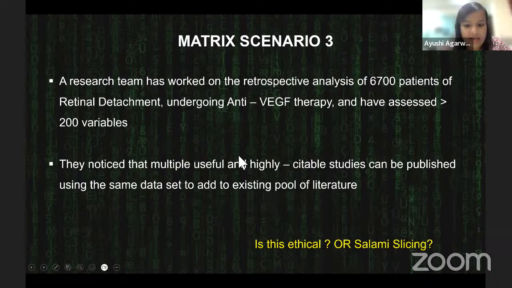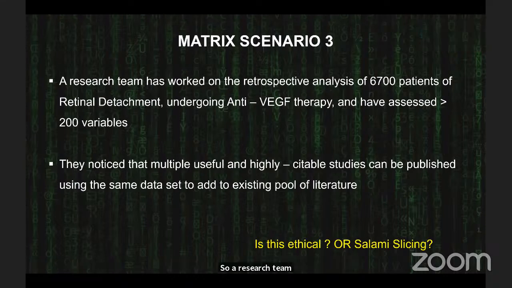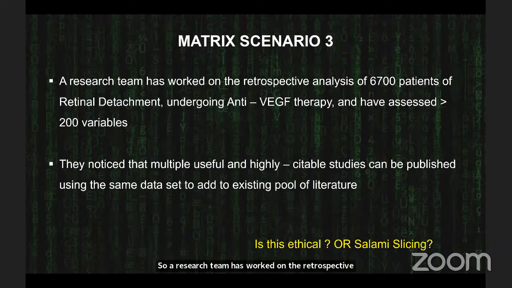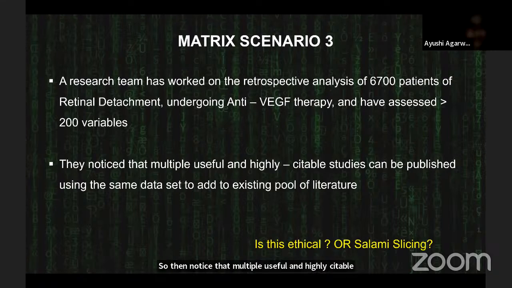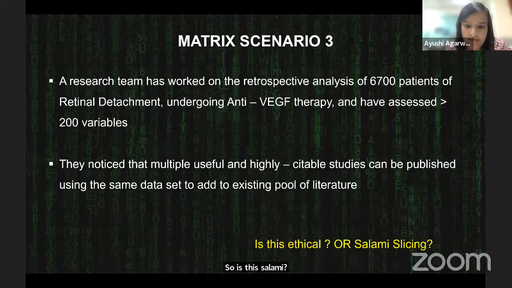Yeah. I want to ask this question to Dr. Honavar, sir. A research team has worked on the retrospective analysis of 6,700 patients of retinal detachment and have assessed more than 200 variables. So they noticed that multiple useful and highly citable studies can be published using the same data set to add to the existing pool of literature. So is this salami slicing or is this ethical? And if this is ethical, then what is salami slicing?